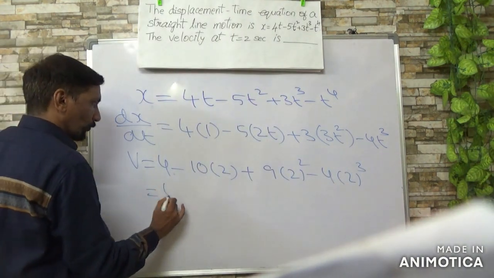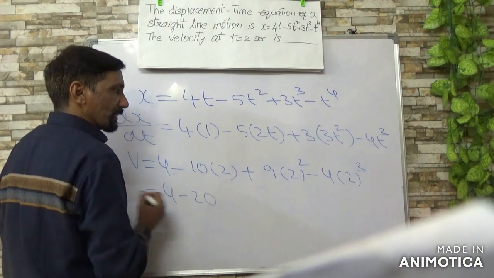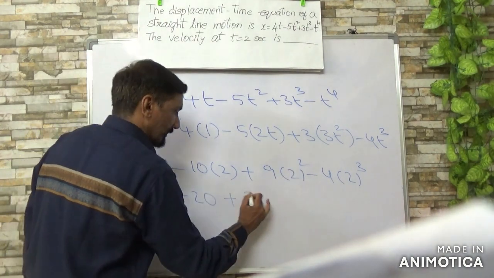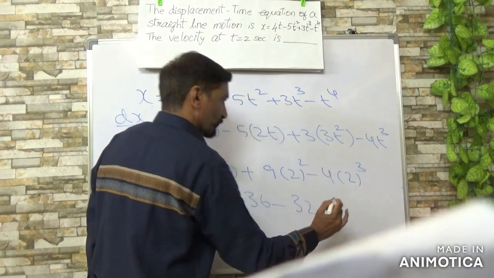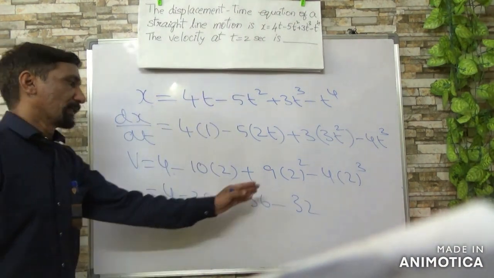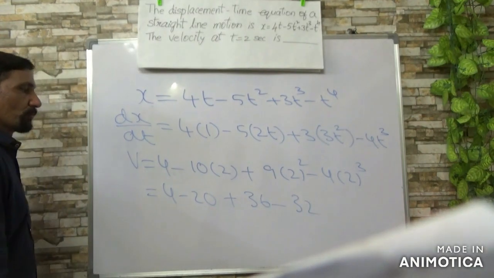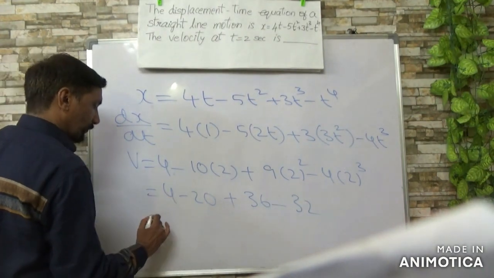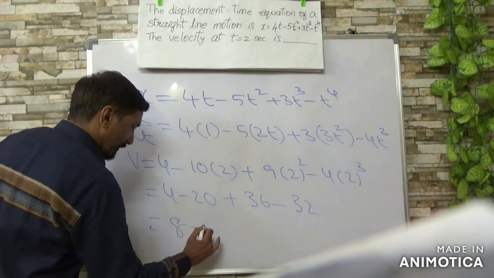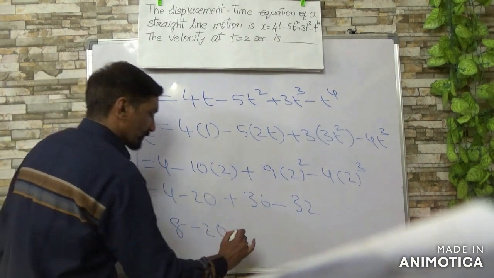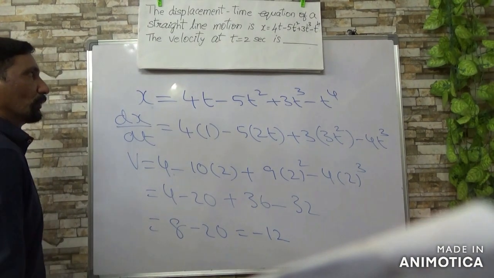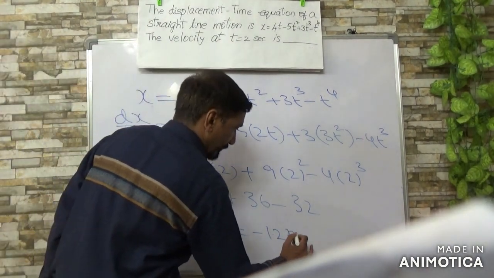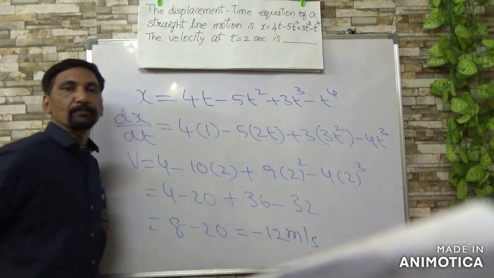So 4 minus 20, 36, 32. Now 36 minus 32, plus 4, 8 minus 20. So nothing but minus 12. The unit is meter per second.